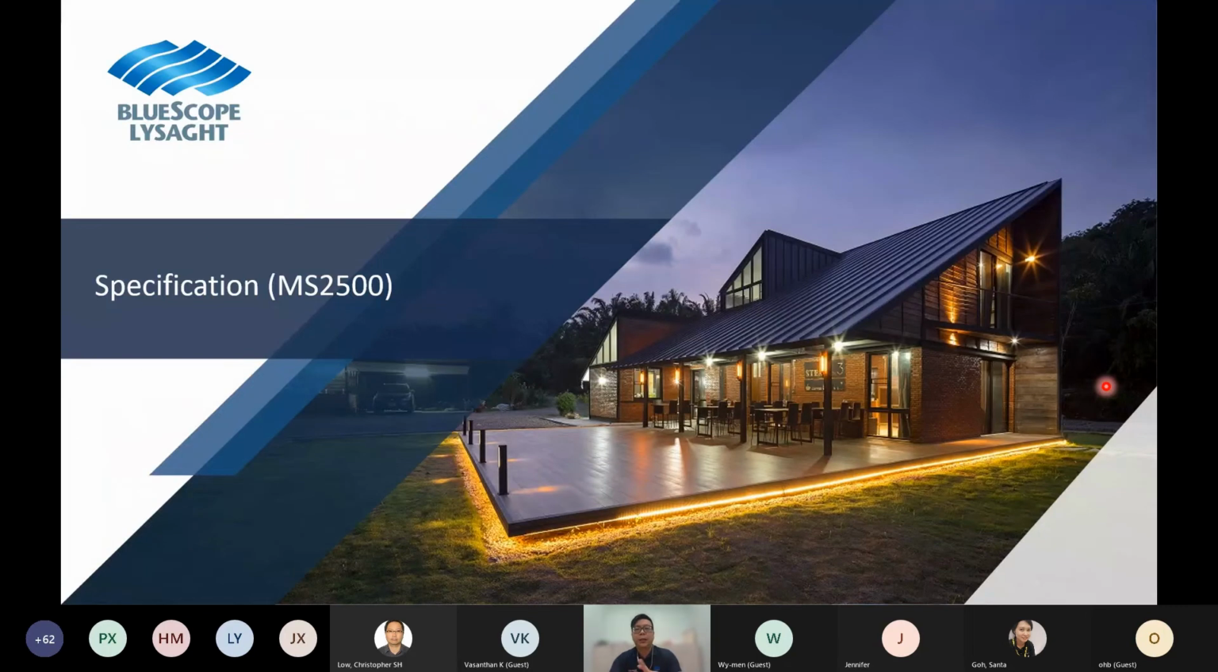Okay, here is the last topic of today, which is also the shortest topic. It's the specification according to MS 2005. This topic only appears in MS 2005, but not in AS 1562. So although it's short, it's worth highlighting and making it a reference.